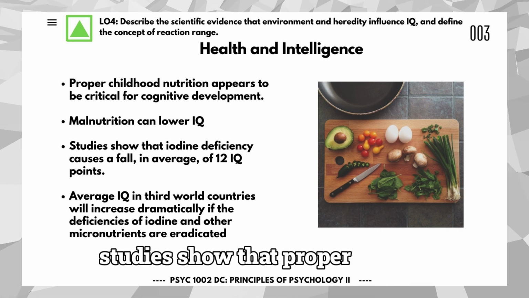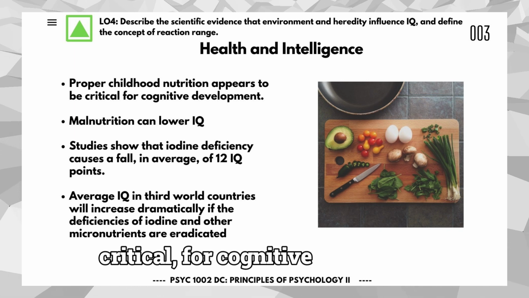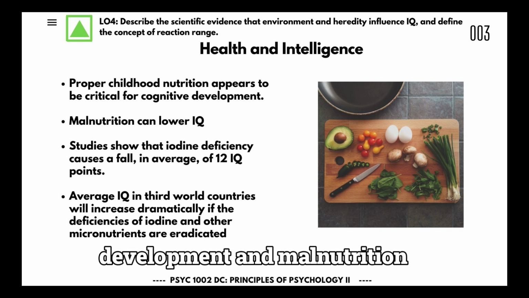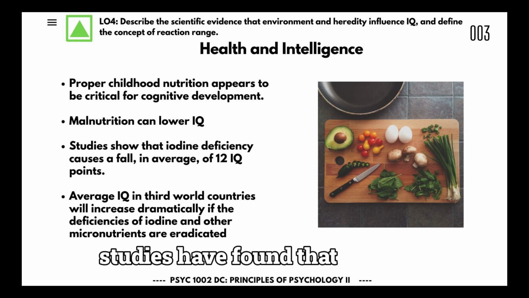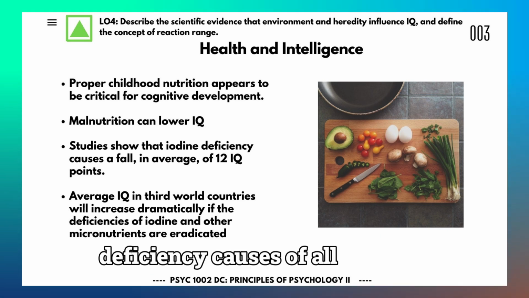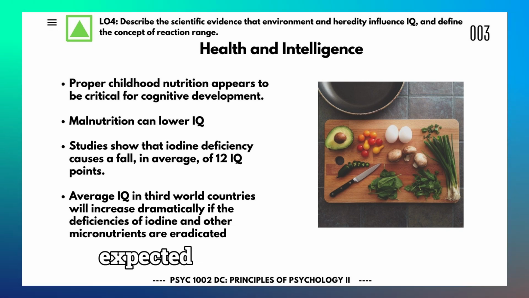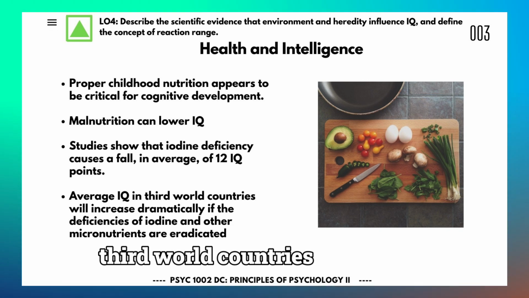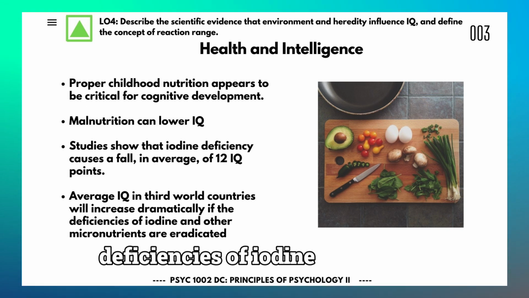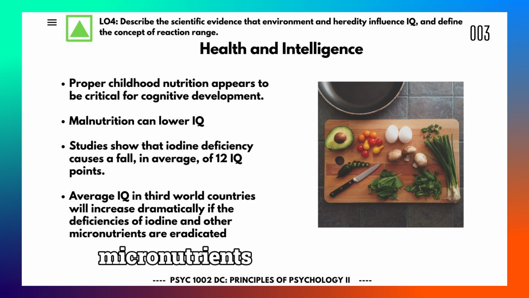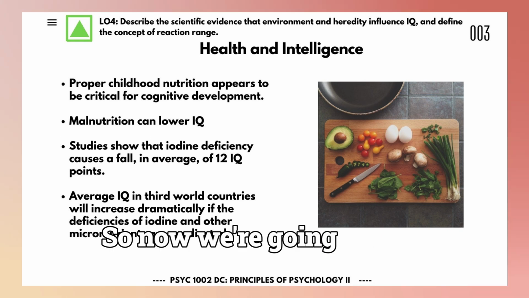Studies show that proper childhood nutrition appears critical for cognitive development, and malnutrition can lower IQ. For example, studies have found that iodine deficiency causes a fall of an average of 12 IQ points. So it is expected that average IQ in third world countries will increase dramatically if the deficiencies of iodine and other micronutrients are eradicated.